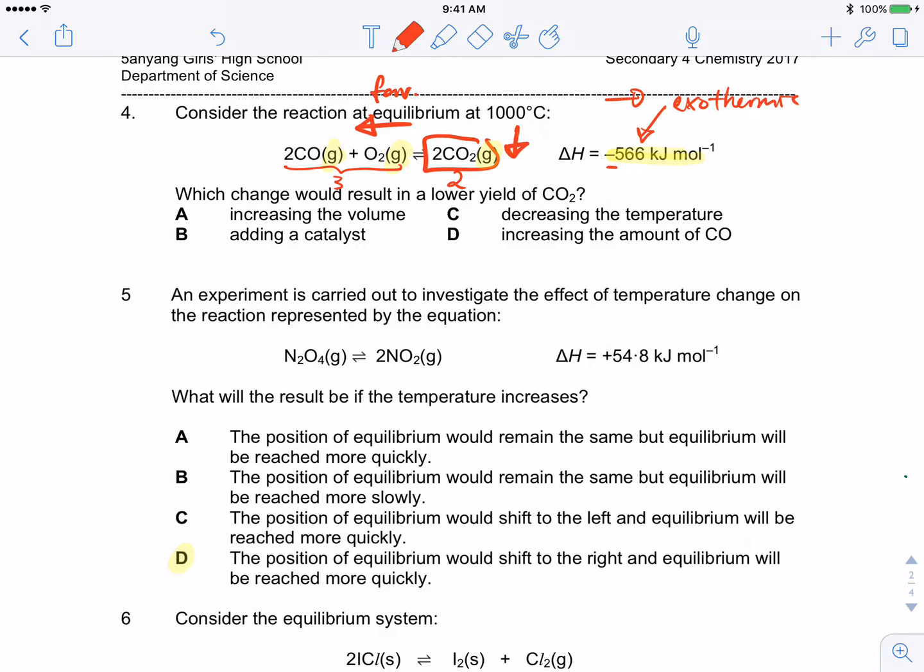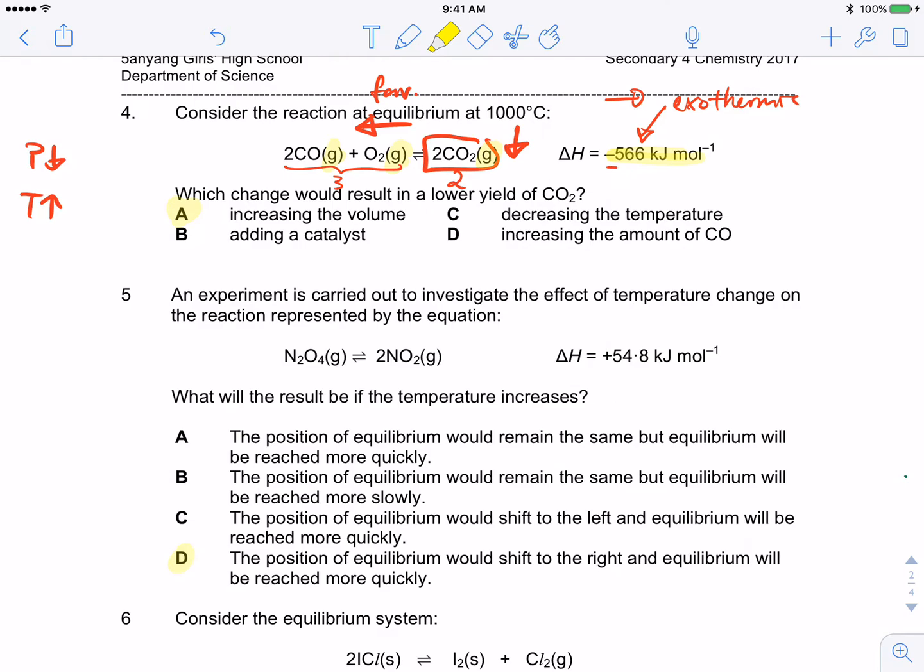So it means that pressure should be decreased, such that I create more moles of gas to make pressure higher. Now, I want to favor the backward reaction. Forward is exothermic, backward is endothermic. So if I want to favor the reaction that takes in heat, I must increase temperature. Which change would result in a lower yield? Which one decreases the pressure? A. So the answer is A.